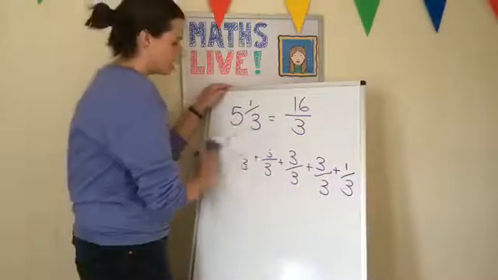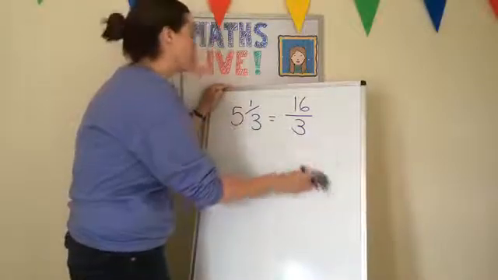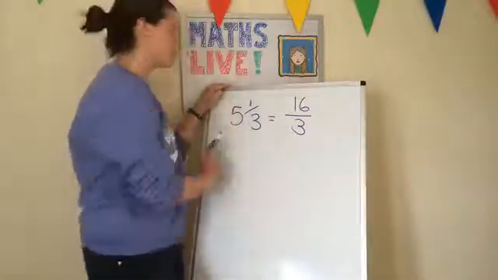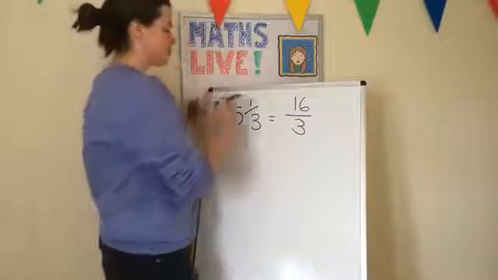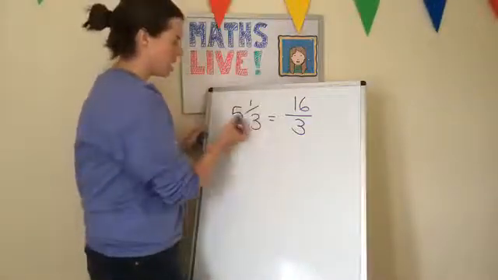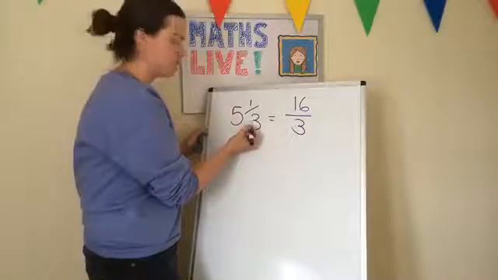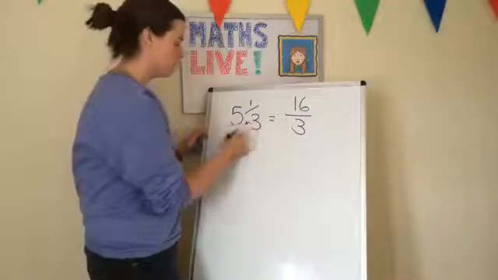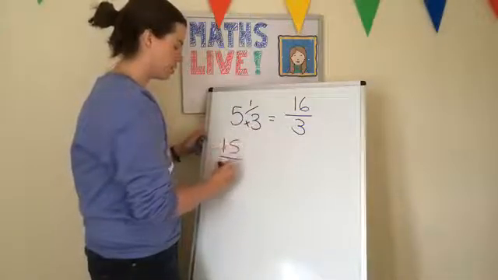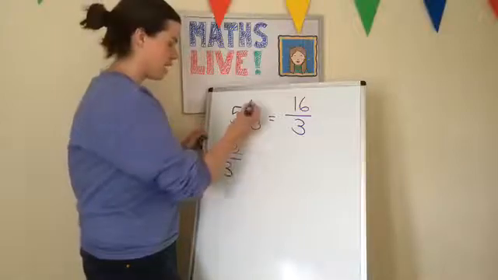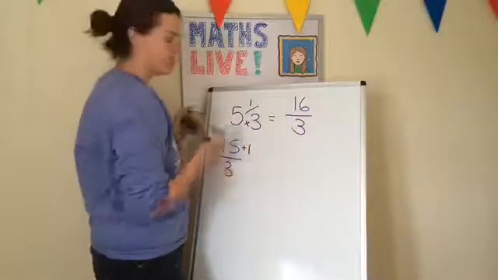Now you might be thinking, Steph, is there another way that I can do it rather than having to write out all that? There is. Because what you'll notice, if you multiply the whole number there by the denominator, so 5 times 3 is 15, that is 15 over 3, okay? Add your 1 is 16 over 3.